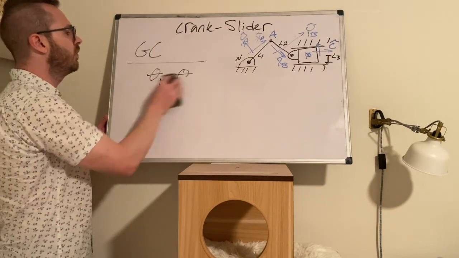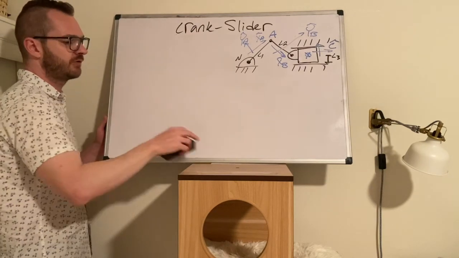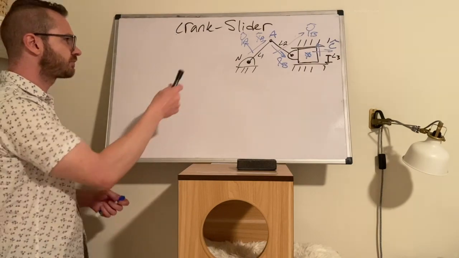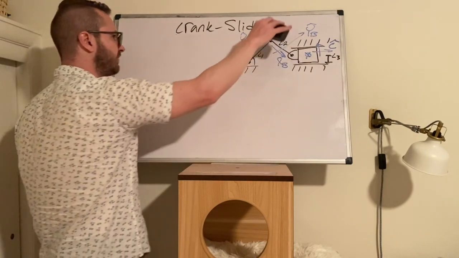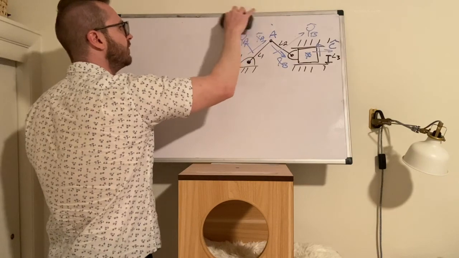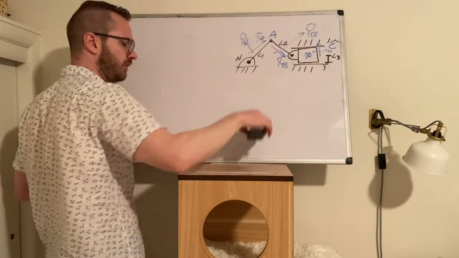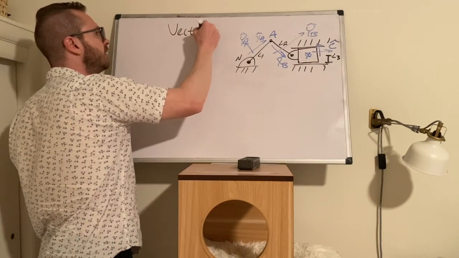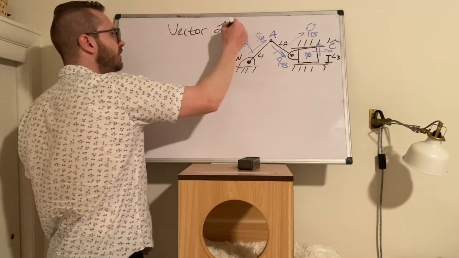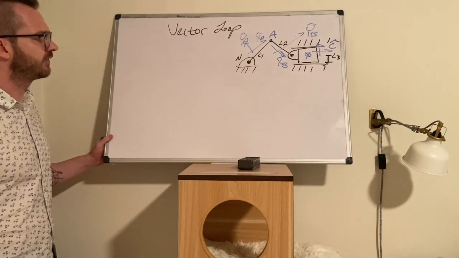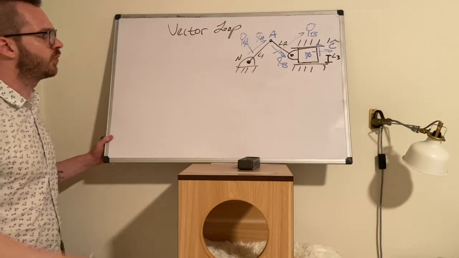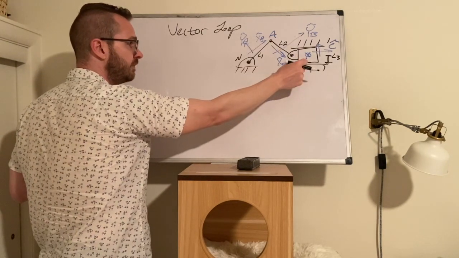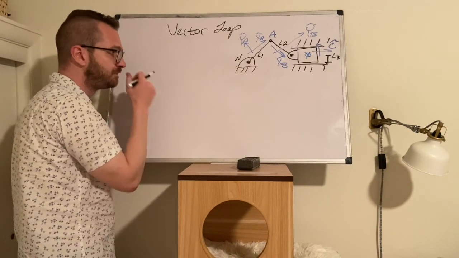So once you list out those generalized coordinates, the next thing I need you to do is derive the constraint equations. So what is the constraint equation on this CrankSlider? This is now going to be an example of a vector loop. A vector loop is a type of constraint. What we want to do in a vector loop is start at a certain point, move through the mechanism, and then come back to the point.